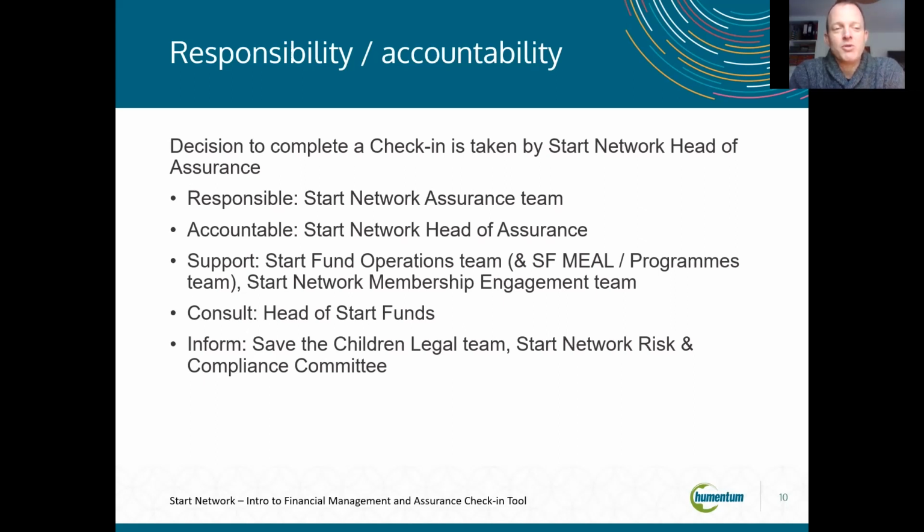So the route of decision making in completing a check-in is that the recommendation will probably come from the head of Start Funds, and then the decision to complete a check-in is made by the Start Network head of assurance. And then on completed reports, there may be further reporting to the Save the Children legal team and also to the Start Network Risk and Compliance Committee. These won't get the full outcome of the report, but it will be a summarized high level report that these two stakeholders will get coming out of the check-in process.